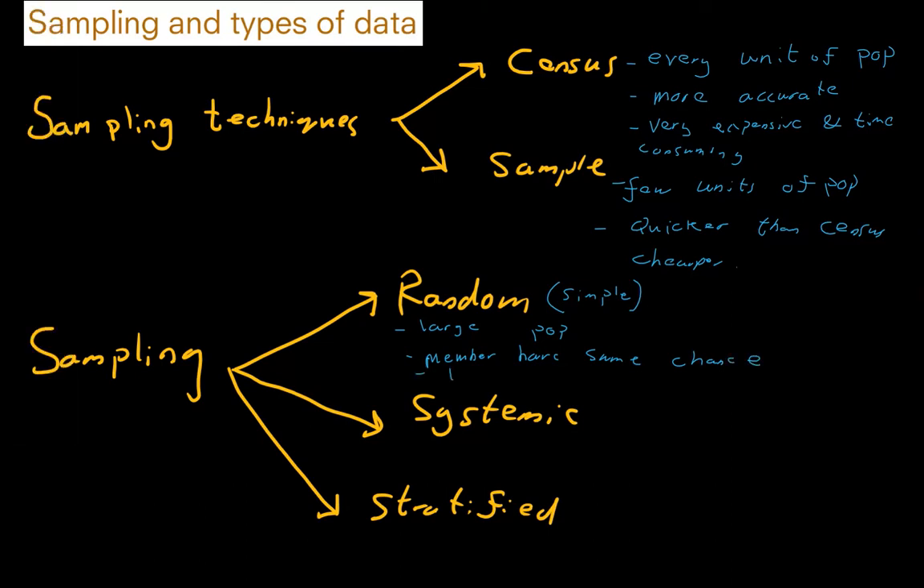And it can be biased. The problem with random sampling is how we randomize the selection of the elements.